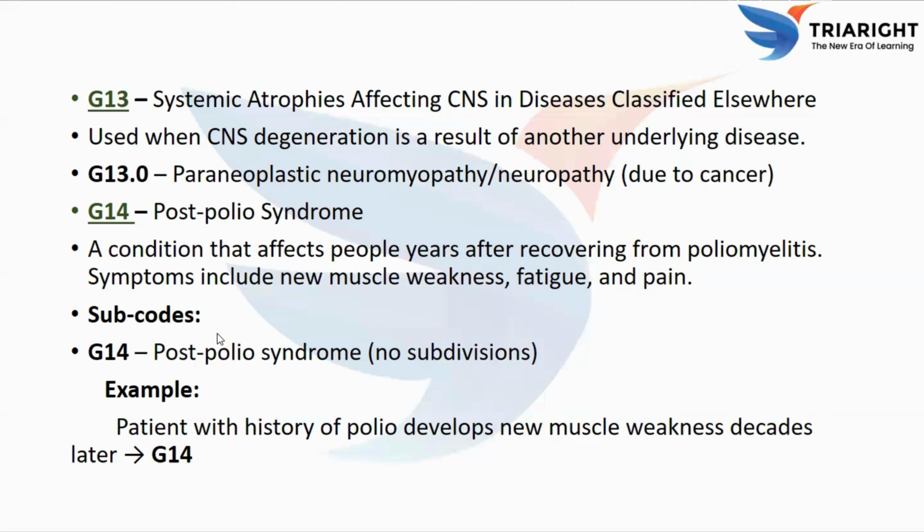So what is the subcode? G14, it's a post-polio syndrome. There are no subdivisions, there are no subcodes again. It is only a standalone code. So whenever a patient with history of polio develops new muscle weakness decades later, you have to assign the G14 code.